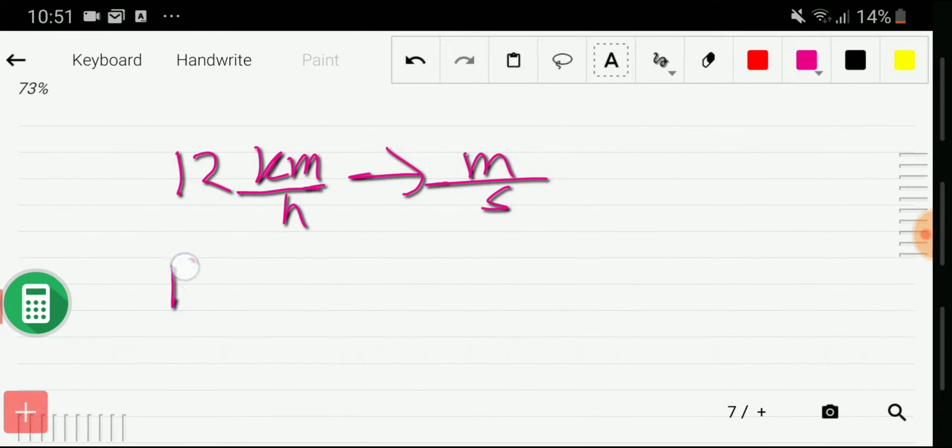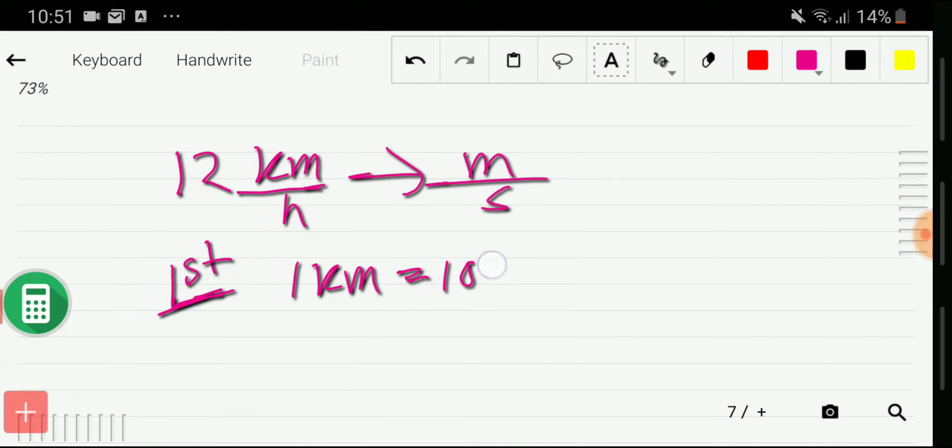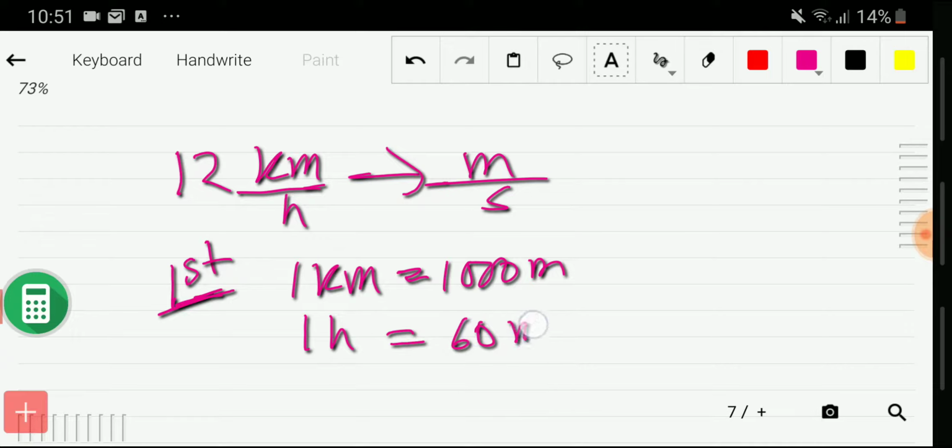In the first step, I'll write the basic equivalence between units. We need to convert kilometer to meter. There is a basic relationship between kilometer and meter, that is 1 kilometer equals 1000 meter. Now we need to convert hour to second, but unfortunately there is no basic relationship between hour and second, but we have the relationship of hour with minute, that is 1 hour equals 60 minutes.